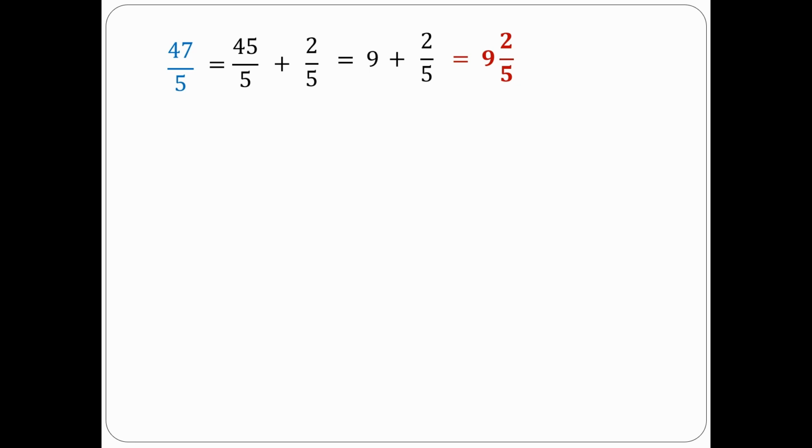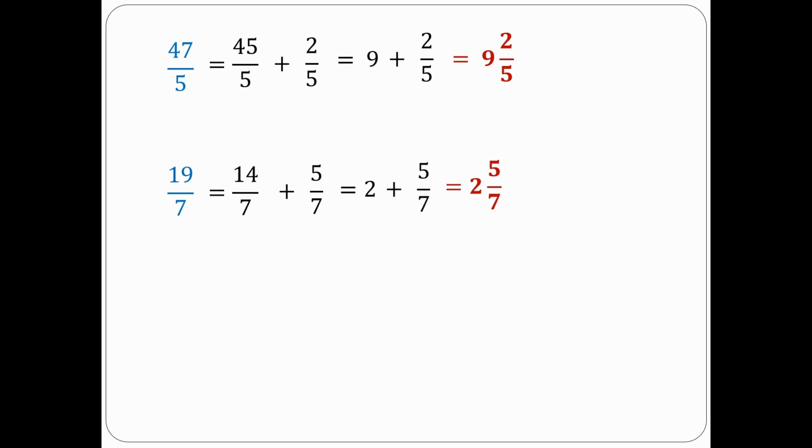Let's try another example. Let's say we have 19 over 7. So you can break it as 14 over 7 plus 5 over 7. So 14 divided by 7 is 2, plus 5 over 7. So we write it as 2 and 5/7 as a mixed number.